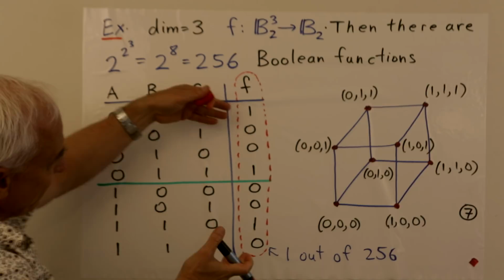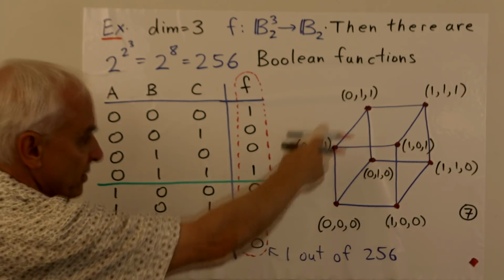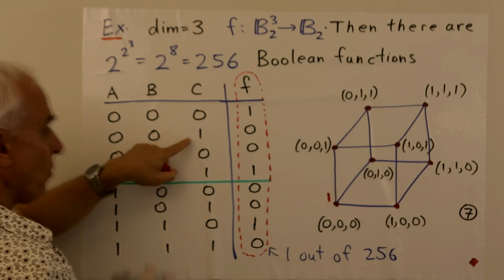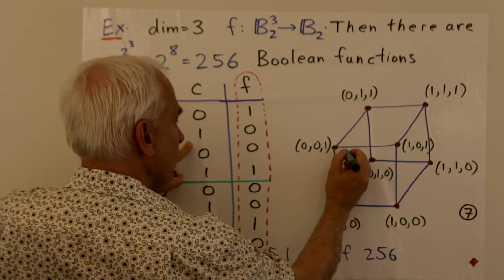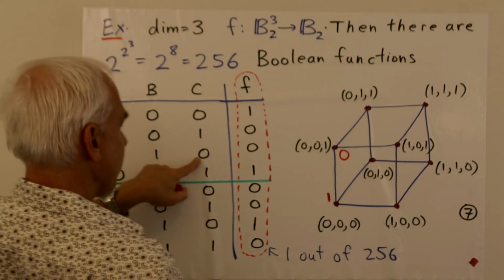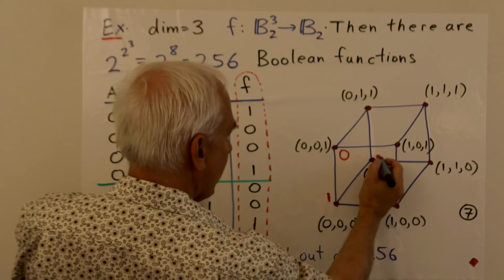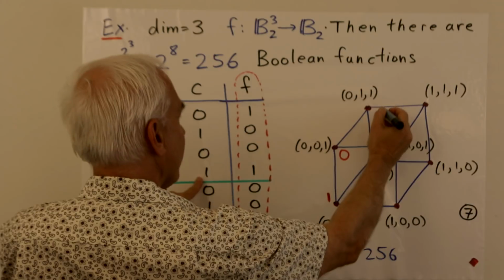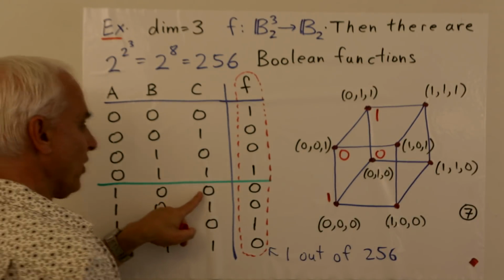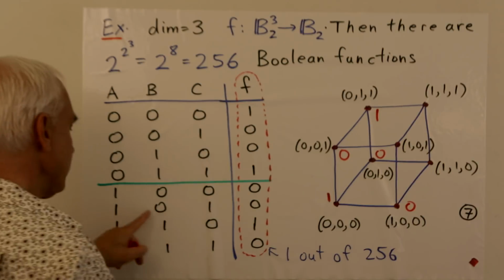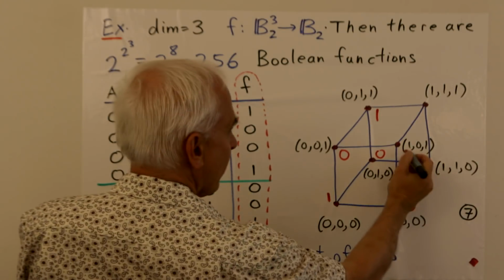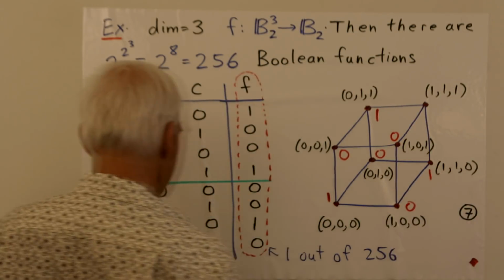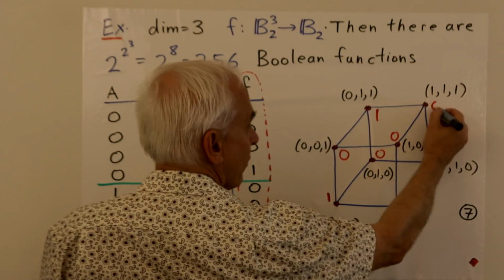Now this one, we can think of it geometrically as actually assigning zeros and ones to these vertices. So 0, 0, 0 gets the value 1. 0, 0, 1 gets the value 0. 0, 1, 0 gets the value 0. Where is 0, 1, 0? There's 0, 1, 0. Put a 0 there. 0, 1, 1. It's up here. It gets the value 1. 1, 0, 0 gets the value 0. 1, 0, 1 gets the value 0. 1, 0, 1. There we are. And 1, 1, 0 gets a 1. And 1, 1, 1 gets a 0.